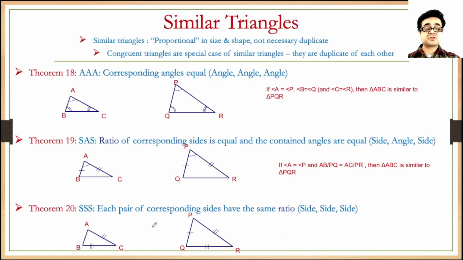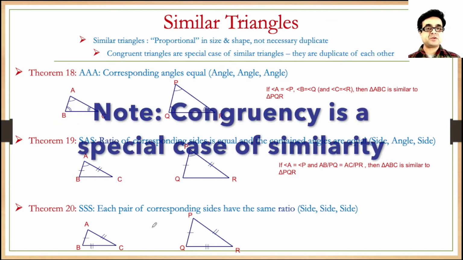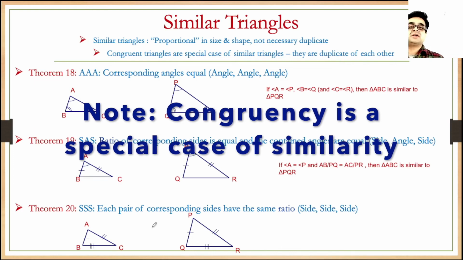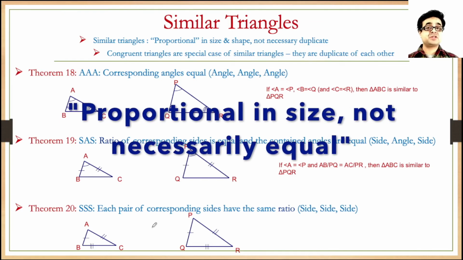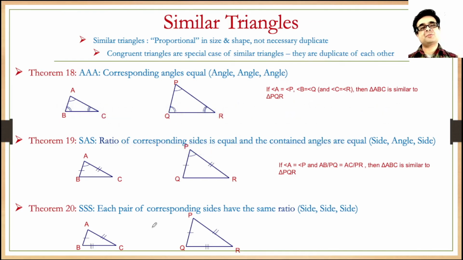Next is, of course, similar triangles. They are proportional in size, so they're not necessarily duplicates of each other, which means the congruency conditions may not apply, but similarity conditions may apply, right? And just like congruency conditions, there are similarity conditions, and some of the similarity conditions are the same as congruency conditions, but instead of equality, we talk about ratios. Congruent triangles are a very special case of similar triangles where the ratios are actually equal to 1. So in short, similar triangles look alike. They are proportional in size and shape. So they have similar shapes, but the sizes may or may not be equal.